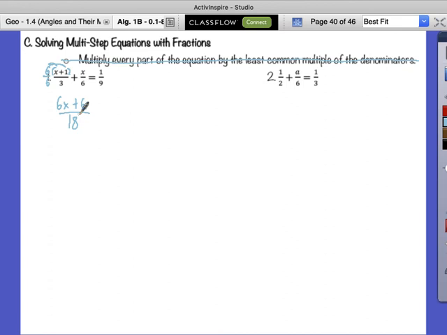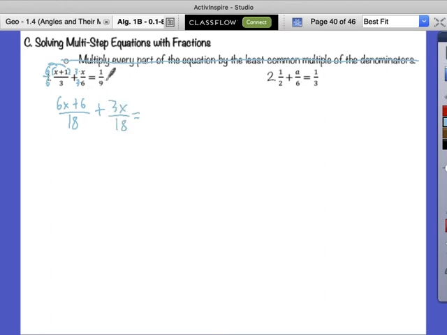We said our common denominator is 18. How are we going to get 6 to 18? Times 3. We're going to multiply this fraction by 3. 3 times x is 3x. And then 3 times 6 is 18. That's why we did it.